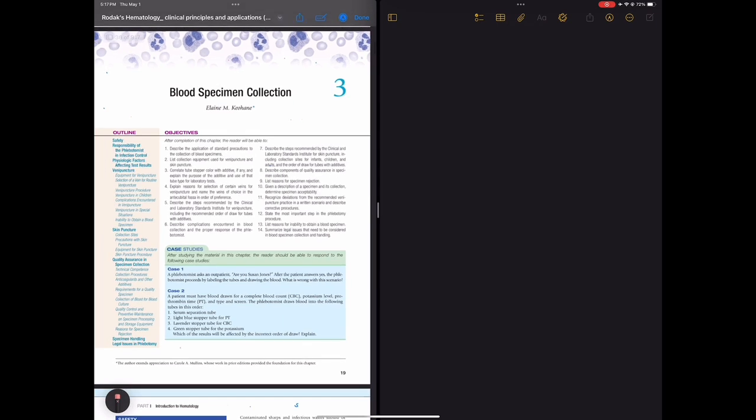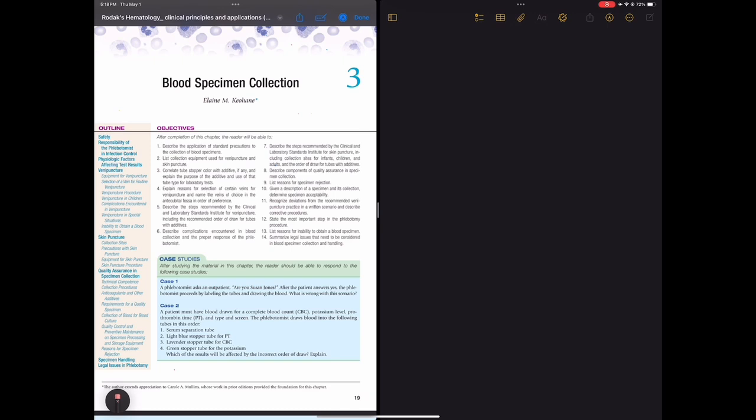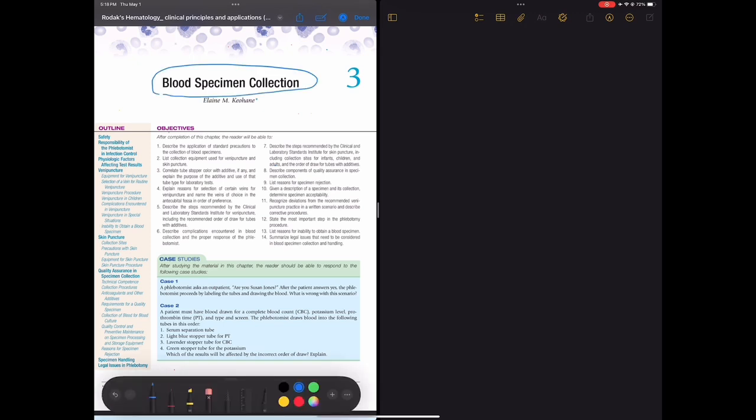Now we'll do blood specimen collection. It is an important topic because everything's important, but this is especially important when we are collecting blood. Since we are talking about hematology, which is more on blood, basically we will be learning how to collect the blood. We have the title of the topic and the objectives in the outline.